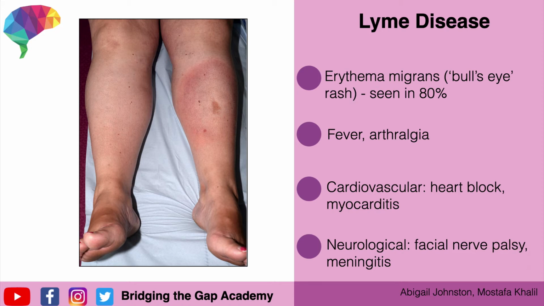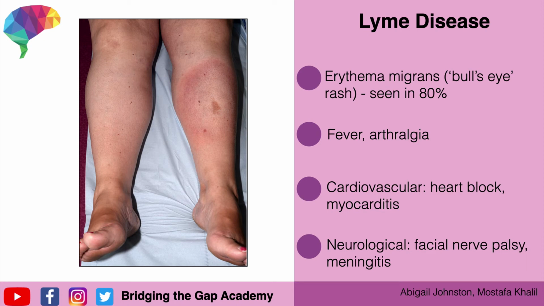Now, the nature of this rash really depends on where the bite was acquired. Interestingly to note, in the US, seeing this kind of typical bullseye rash is actually not as common as it would be in the UK. Now, moving on to other symptoms that we see, patients may have associated fever or painful joints.